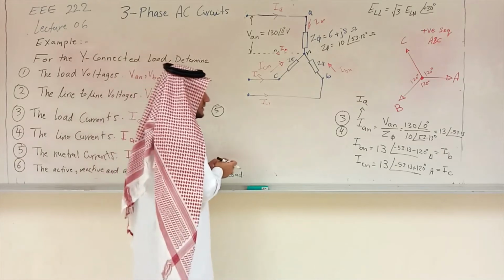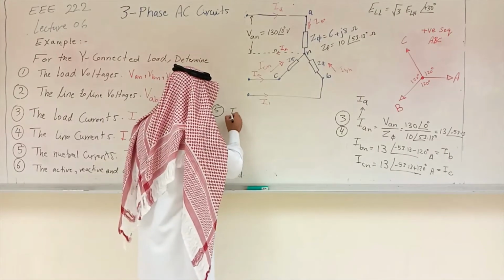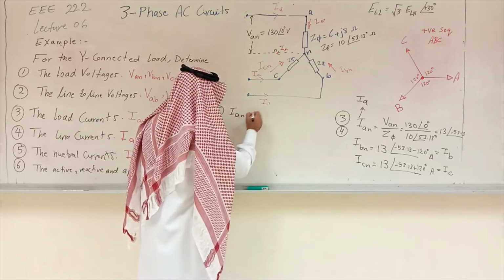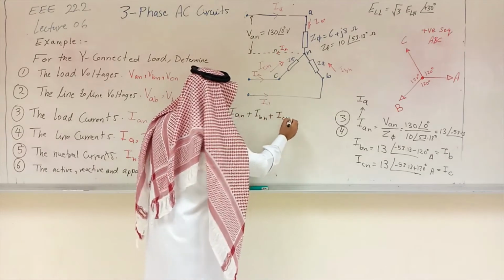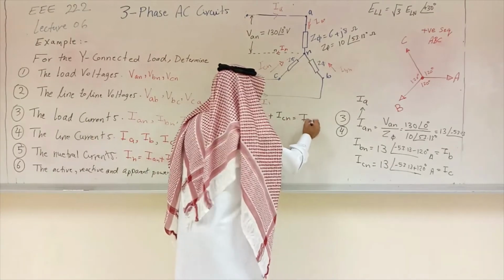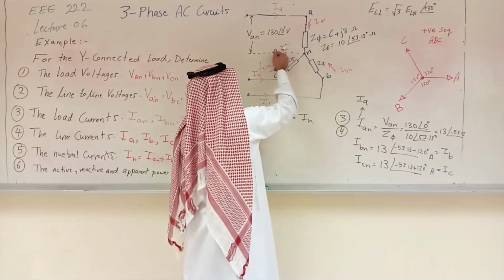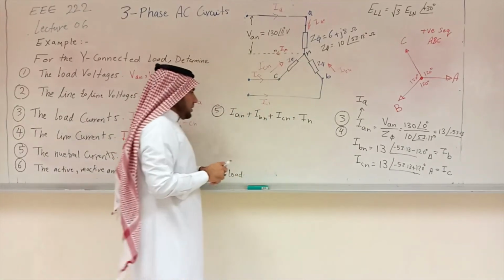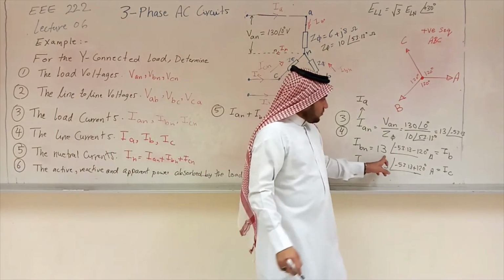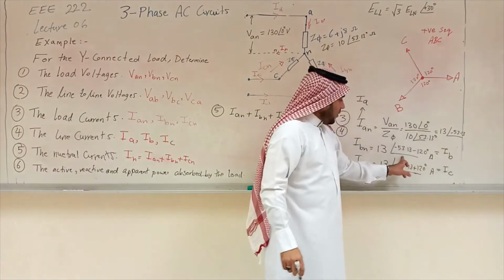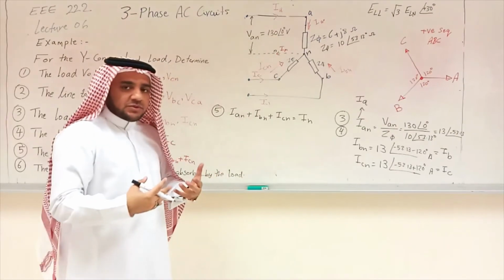Number 5 is the summation of the load currents. So the load currents IAN plus IBN plus ICN should give you I neutral when you add them together. This current plus this current plus this current will go here to IAN, right? But again, remember, these are now already obtained in polar form, and it's not easy to add them in polar, so we always have to convert them to rectangular.